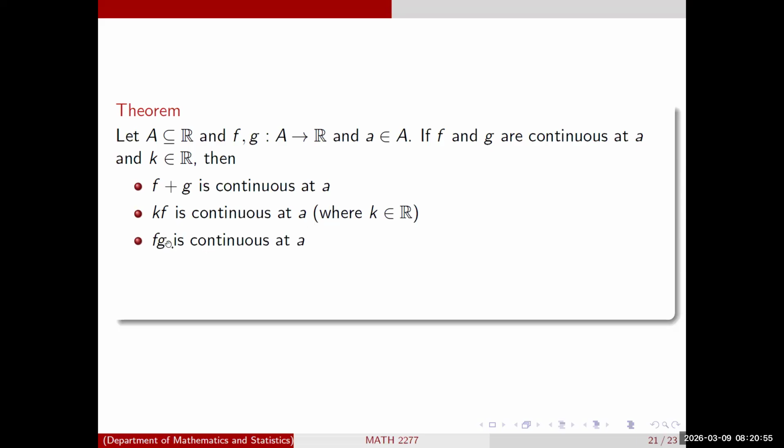The product of two continuous functions is also continuous. And the quotient of two continuous functions is also continuous, provided that the function in the denominator, when you plug a into it, is not 0. Okay, so once we know f and g are continuous functions, we could build more complicated functions that are also continuous in this way.